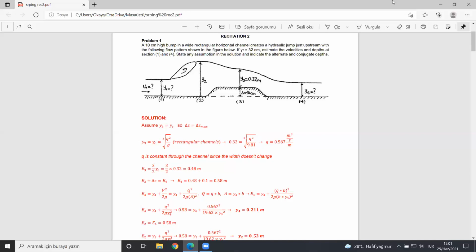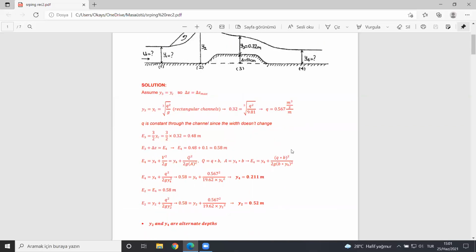Once we found this energy at section 3, we can easily calculate the energy at section 4. Why? Because the energy at section 4 is equal to energy at section 3 plus this upward step. So it will be basically 0.48 plus this step. It is 10 centimeters, which is equal to 0.1 meters. Therefore, energy at section 4 will be equal to 0.58 meters.